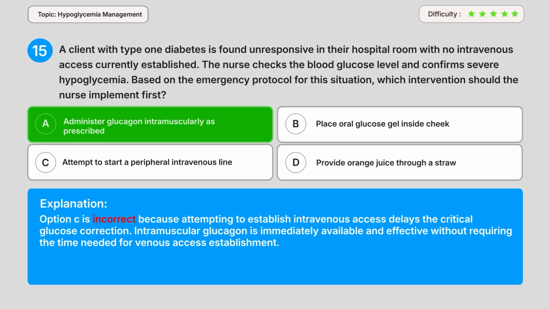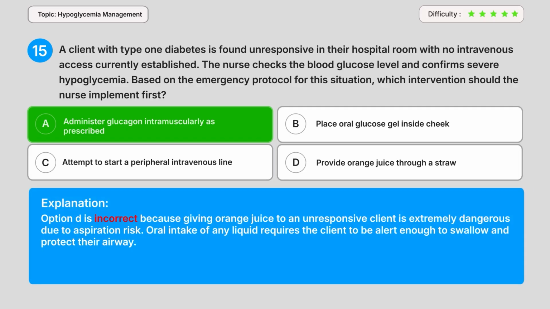Option C is incorrect because attempting to establish intravenous access delays the critical glucose correction. Intramuscular glucagon is immediately available and effective without requiring the time needed for venous access establishment.